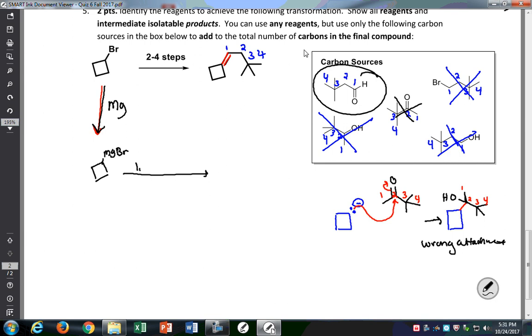So we're using this structure. I won't be giving these carbon sources for the final, but I will have them on the test tomorrow. It just makes it easier for me to grade. And then, of course, a little bit of water. So that's going to form my alcohol on carbon 1.